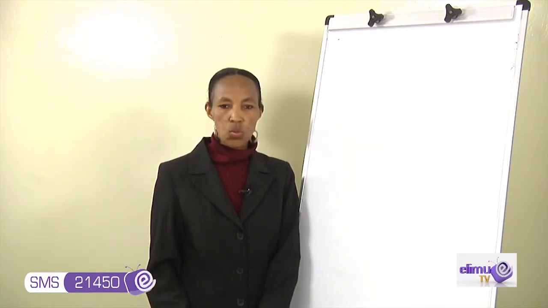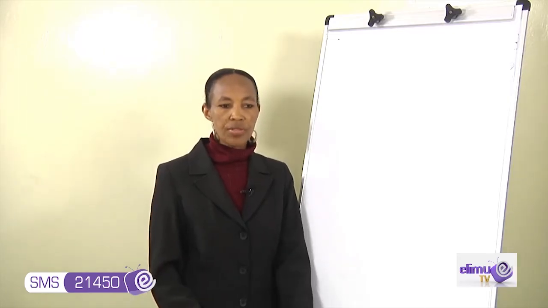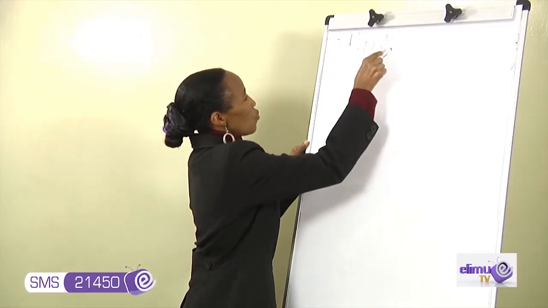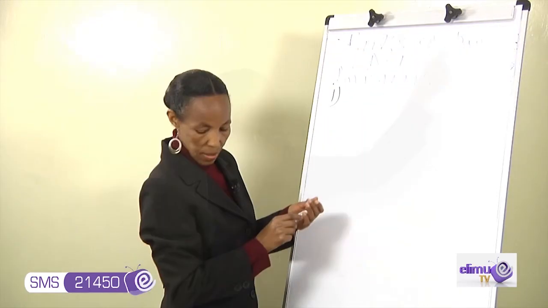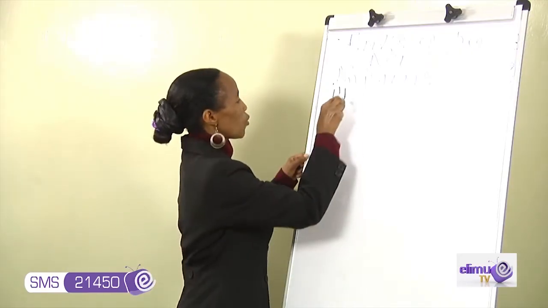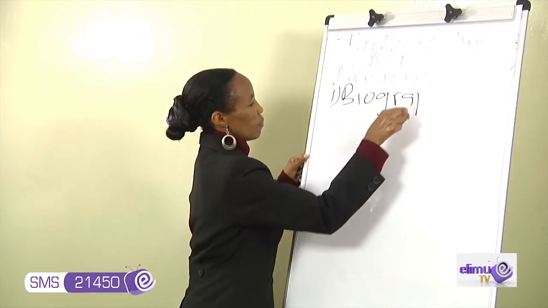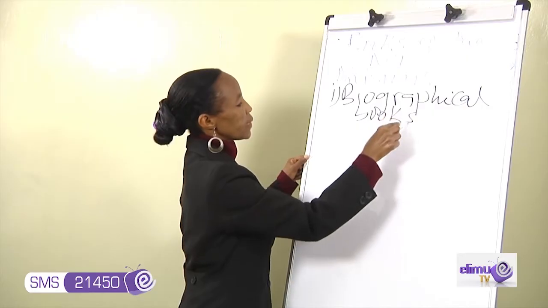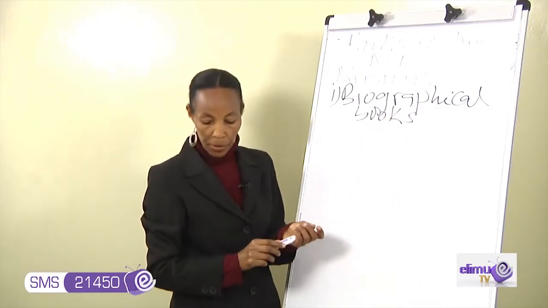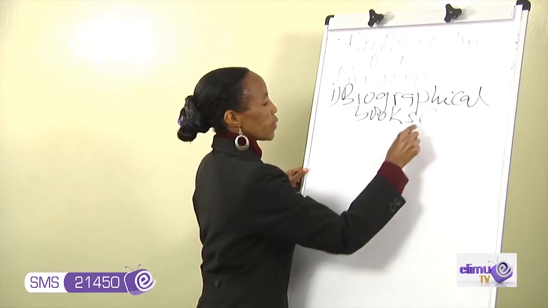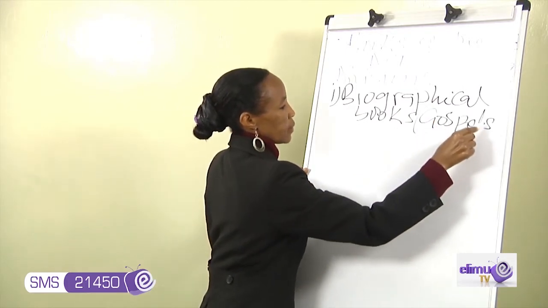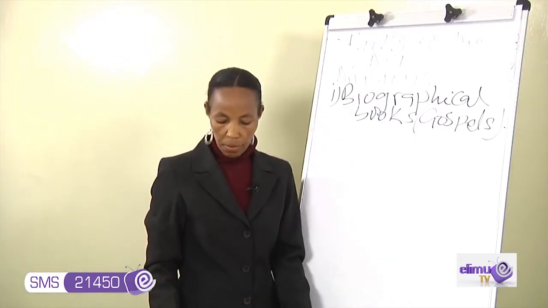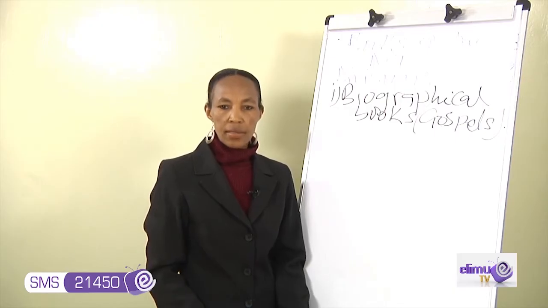Today's lesson will divide the books of the New Testament, the major divisions of the books of the New Testament. They include the biographical books. That is the first category of the books of the New Testament. And these biographical books are also called Gospels. They are 4 in number. They include Matthew, Mark, Luke, and John.